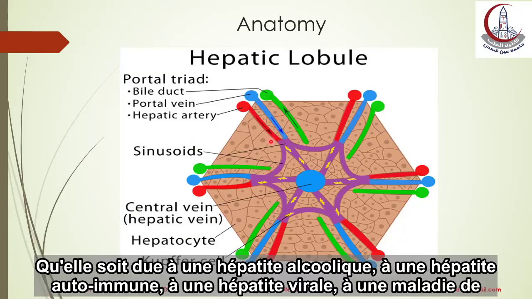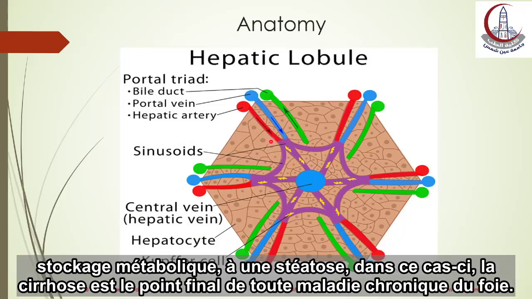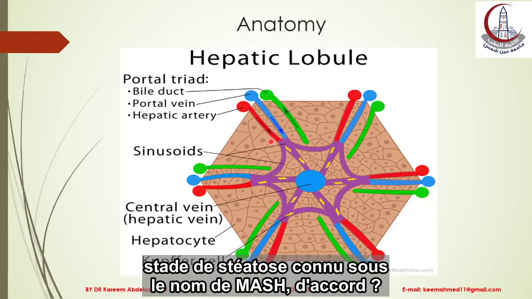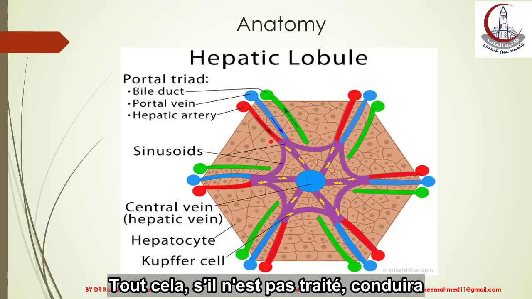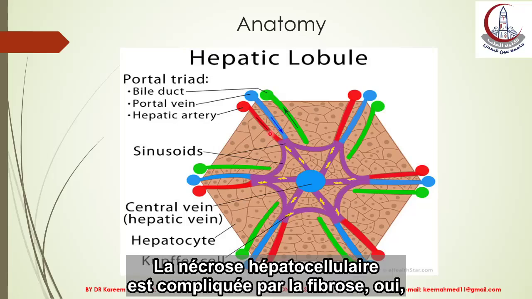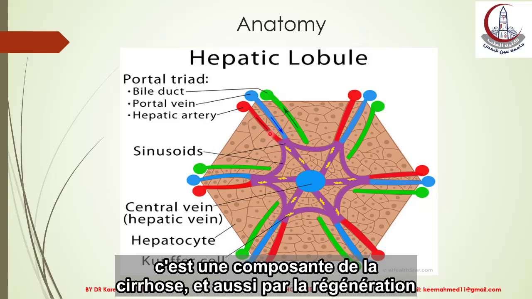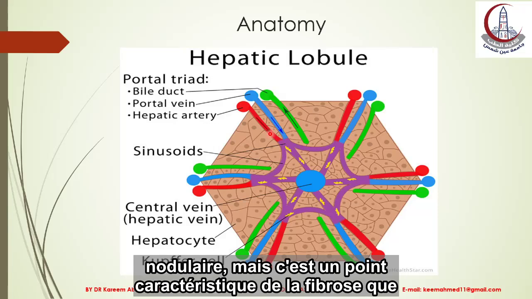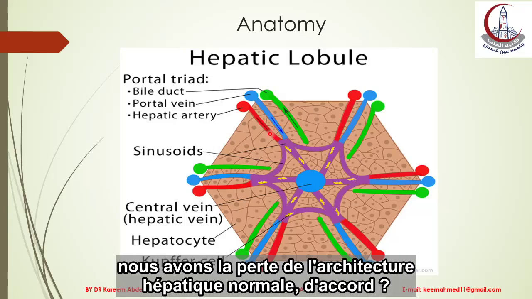Whether it's due to alcoholic hepatitis, autoimmune hepatitis, viral hepatitis, metabolic storage disease, or steatosis, in the stage known as MASH, all of this, if left untreated, will lead to liver cirrhosis. And what is cirrhosis? Hepatocellular necrosis being complicated by fibrosis. Yes, it's a component of cirrhosis, and also nodular regeneration, but the characteristic point distinguishing it from fibrosis is that we have loss of the normal hepatic architecture.